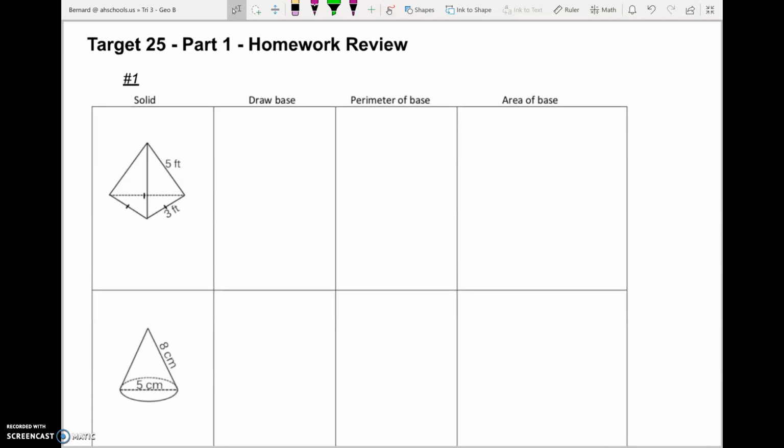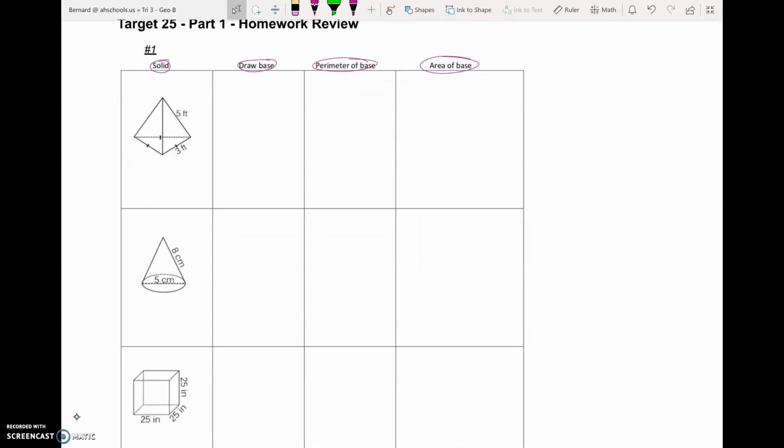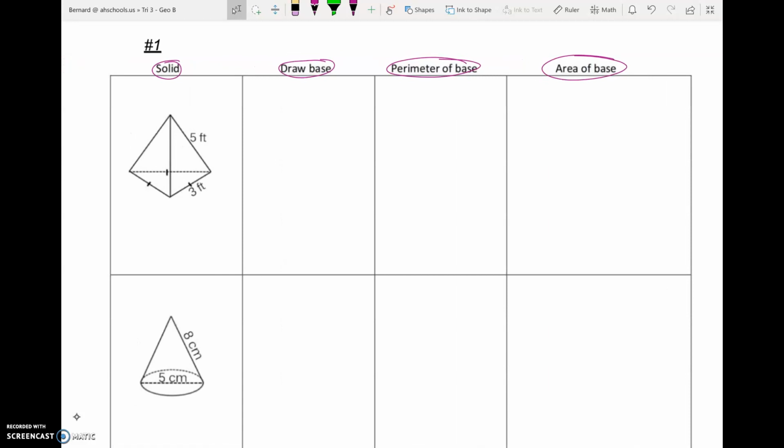So remember, what we're doing in every single one of these problems is looking at our solid, drawing the base of our solid, figuring out the perimeter of that base, and figuring out the area of that base. There's no straightforward way because the base changes every time. Sometimes it's a triangle, sometimes a circle, sometimes a rectangle, sometimes some other shape. So you just have to know some things about those shapes. Once we decide what shape it is, we use those formulas to figure out this other information.